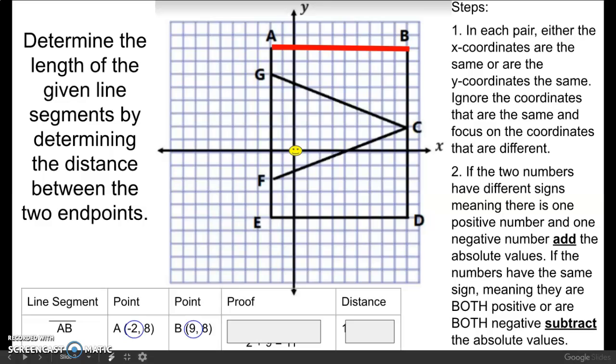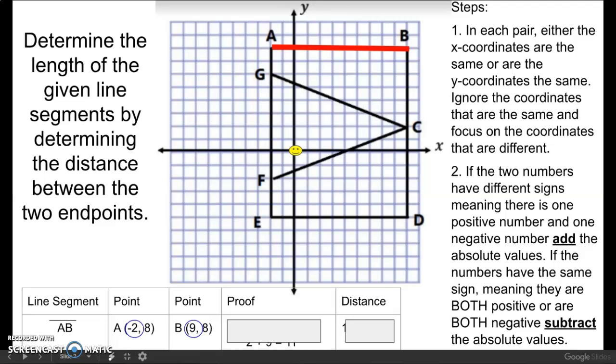Looking at the two numbers, if the two numbers have different signs, meaning that one's a positive number and one's a negative number, we're going to have to add the absolute values to find the distance. If the two numbers have the same sign, meaning they're both positive or they're both negative, we're going to have to subtract the absolute value. The x-coordinate in point A is a negative number. The x-coordinate in point B is a positive number. So because of this, we're going to have to add the absolute values to find the distance.